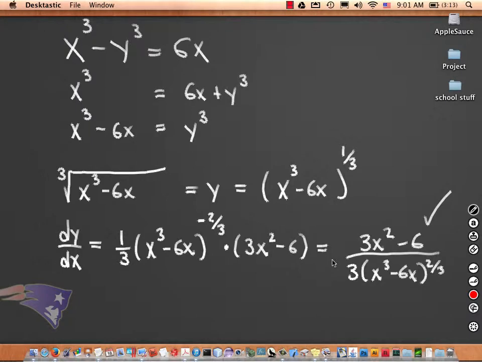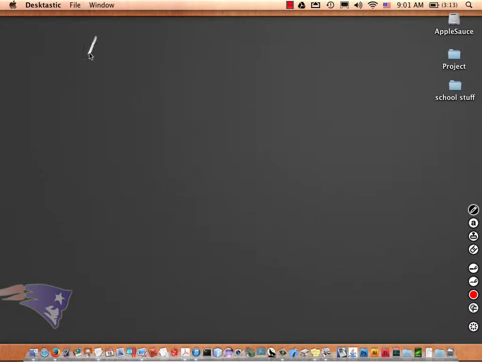So we agree that that's the derivative. All right? Let's go back now and let's find the derivative of this guy implicitly. So x cubed minus y cubed equals 6x. Now, the way that it works is we start taking the derivative. So what's the derivative of x cubed?